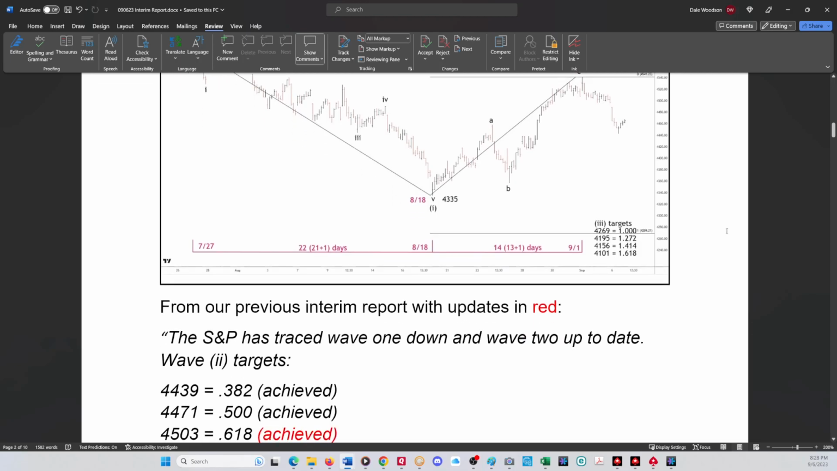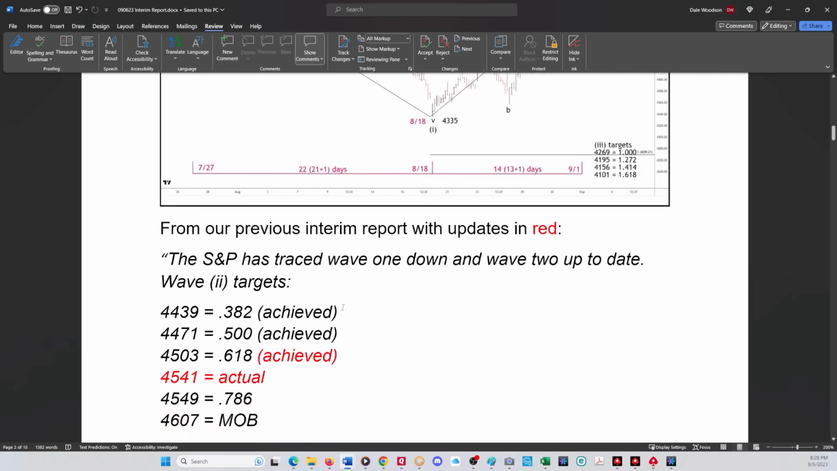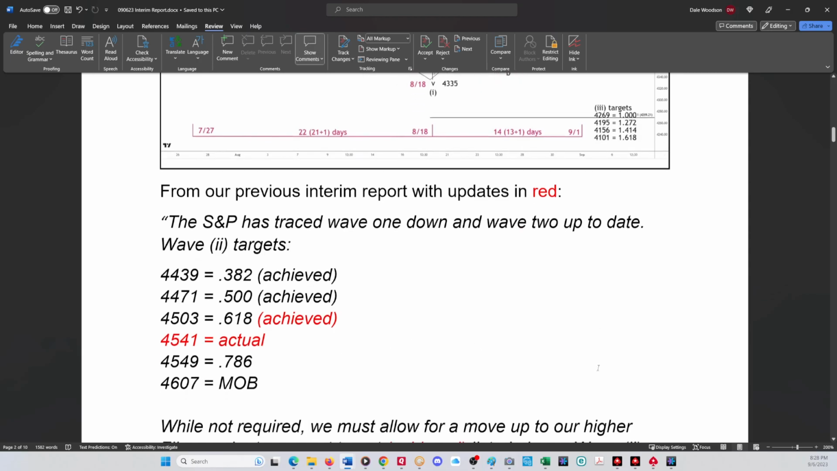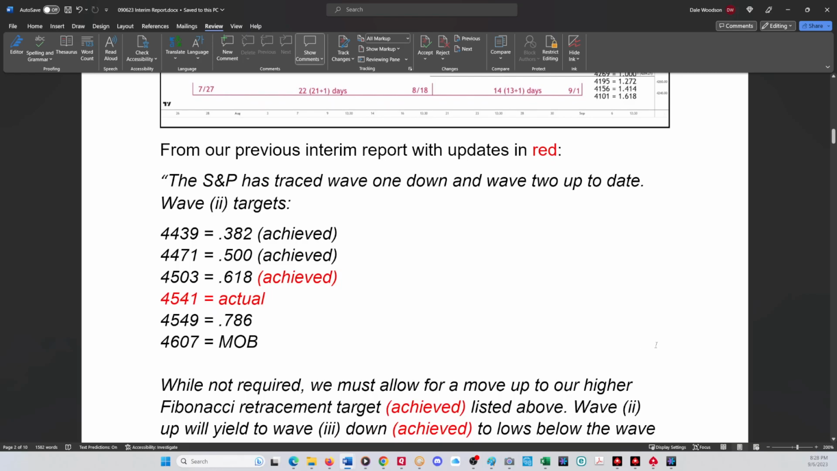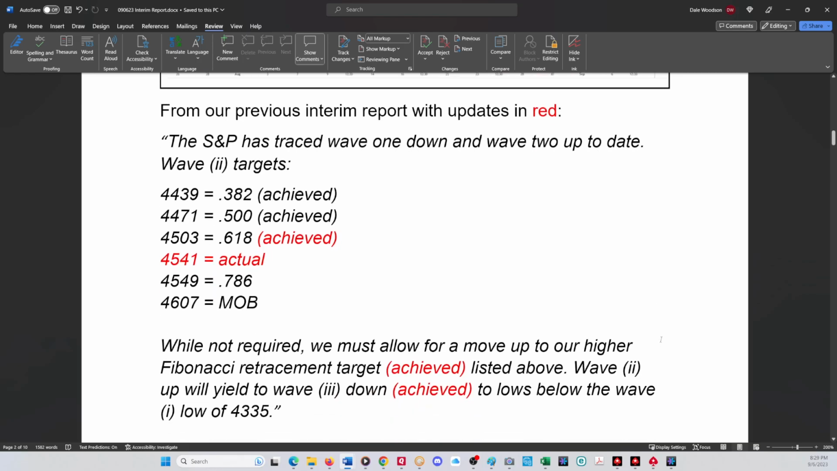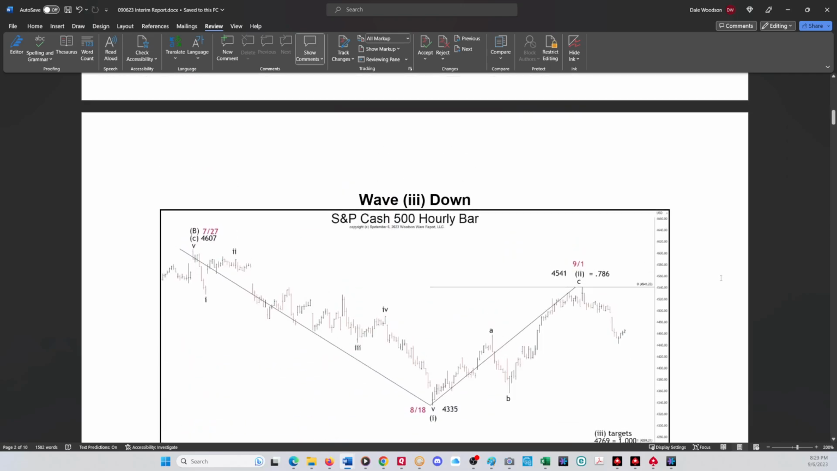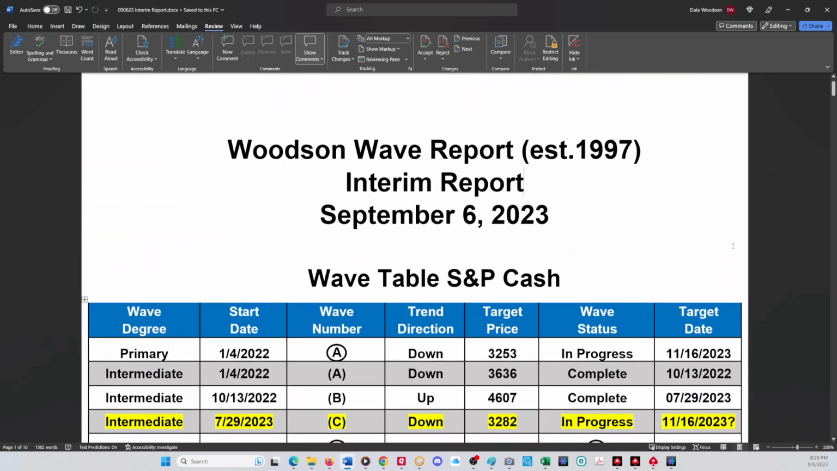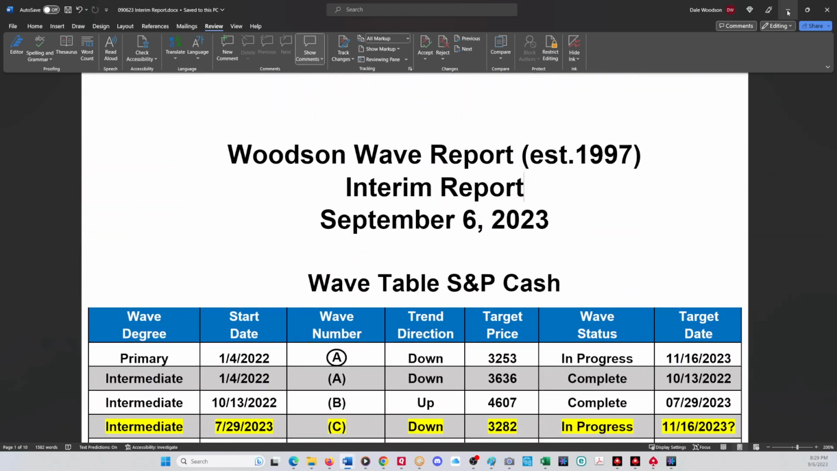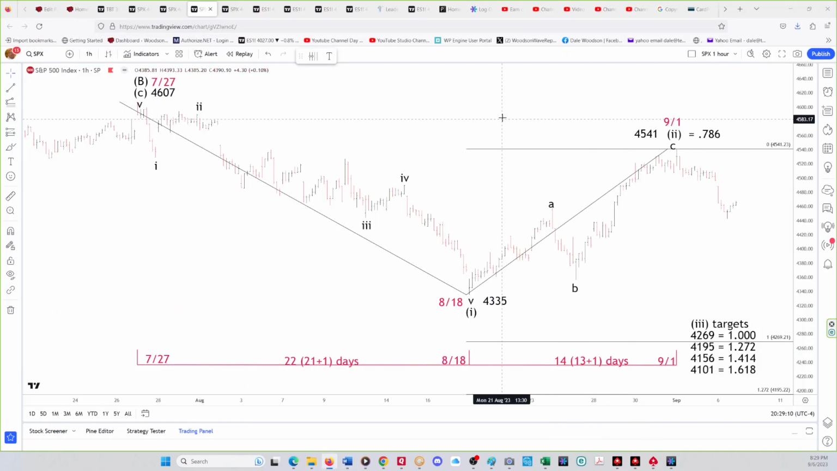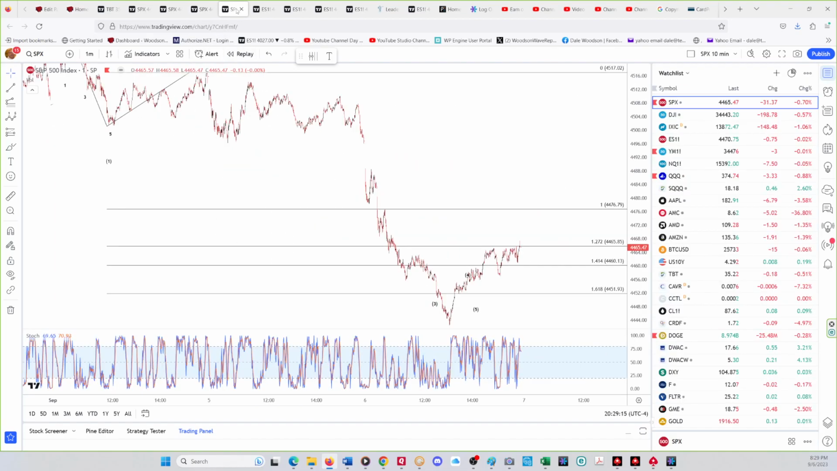And we show where we were looking for the retracement targets for wave 2 up since the previous report to the annual subscribers, and there was the actual between the 618 and the 786, as I mentioned in the EMini Futures, that the 786 was above our actual target. It sat between the 618 and the 786. So that's pretty good update there.